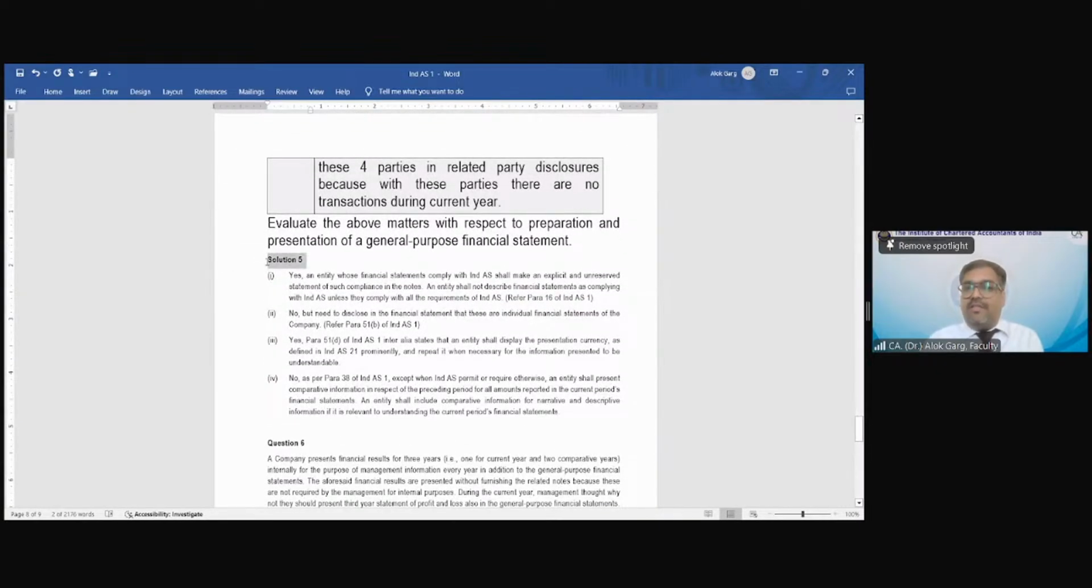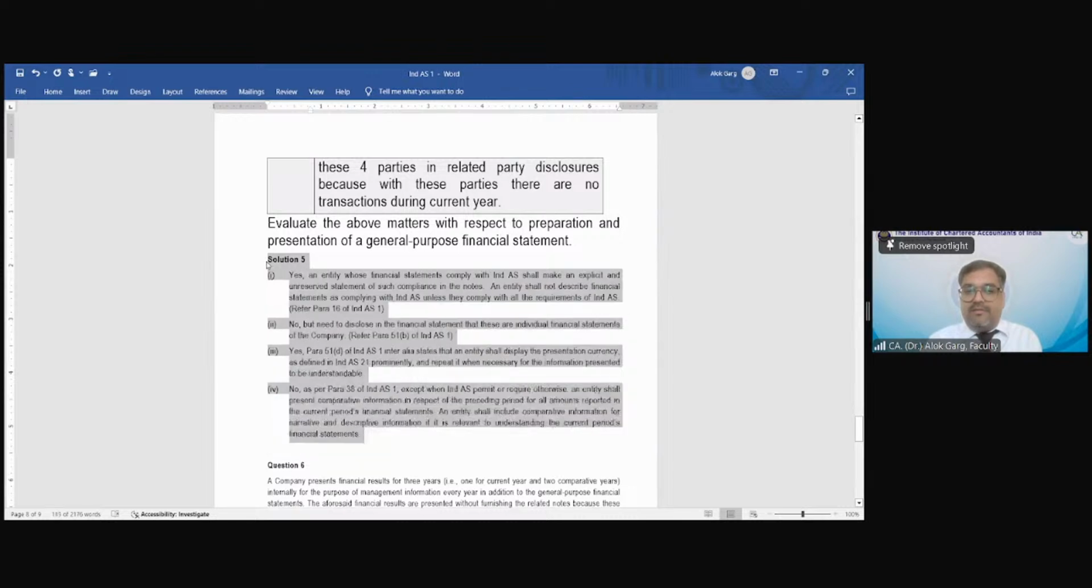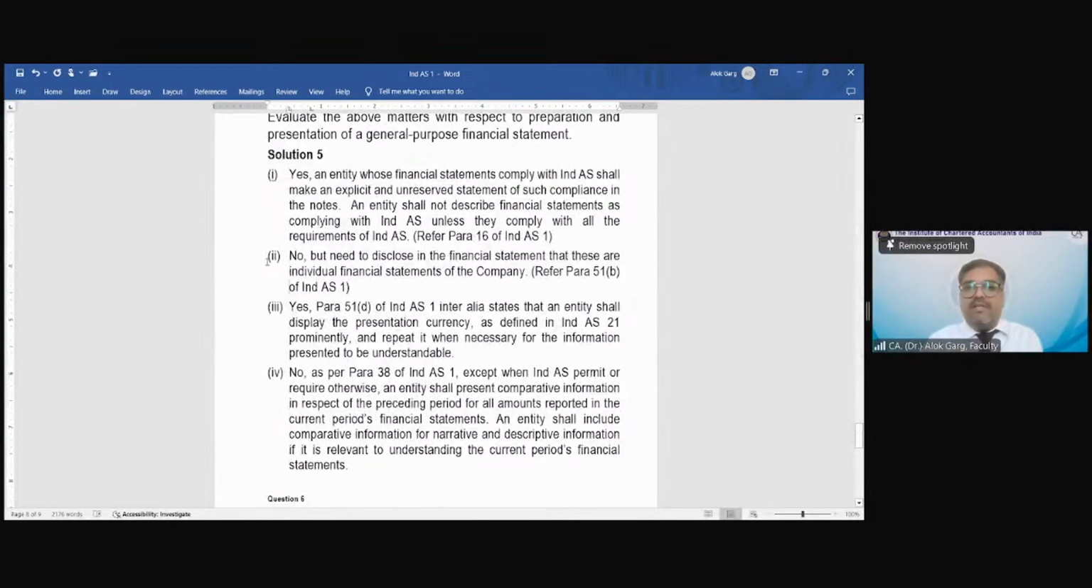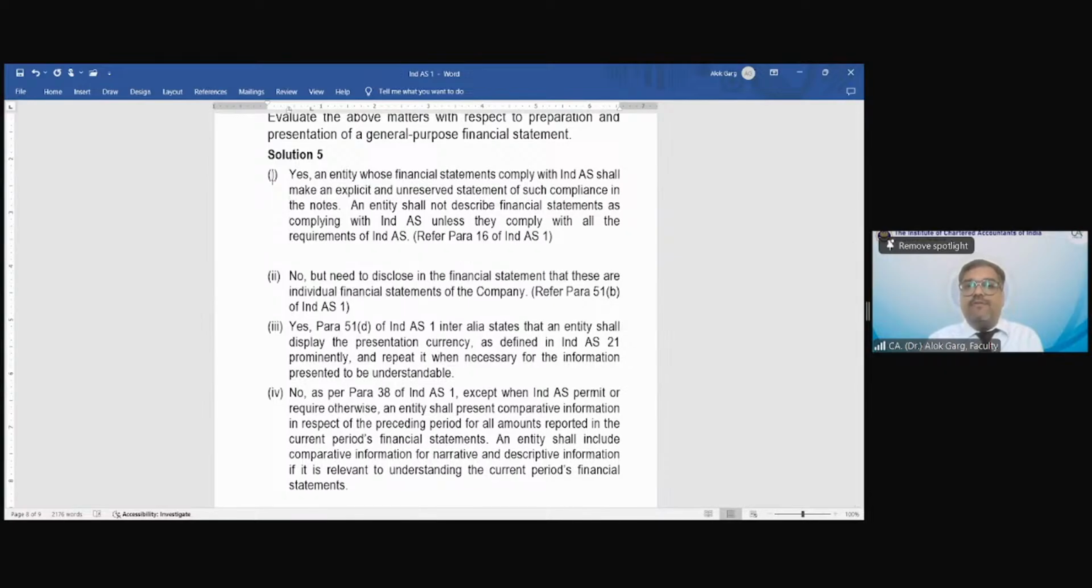So what is written in this Board of Studies answer? For the first question, it is written, yes, an entity whose financial statements comply with Ind AS shall make an explicit and unreserved statement of such compliance in the notes to accounts. An entity shall not describe financial statements as complying with Ind AS until and unless they comply with all the requirements of Ind AS.